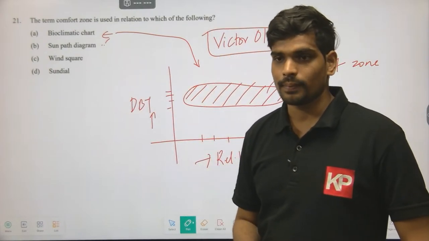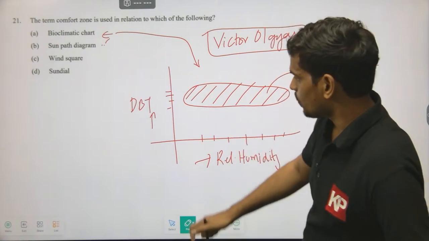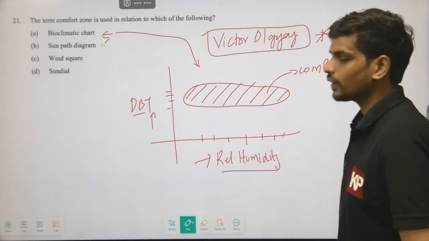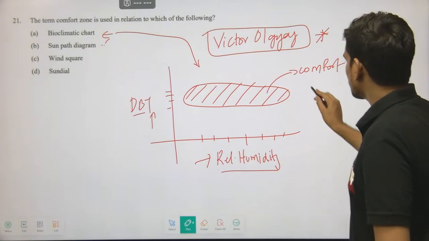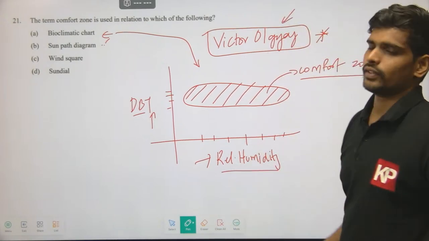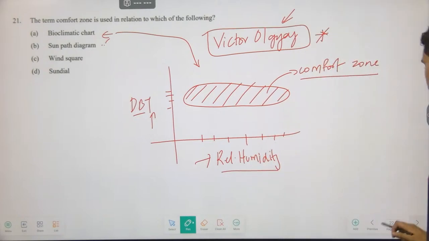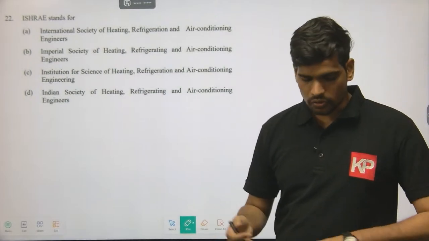This was asked in a competitive exam earlier. Bioclimatic chart is a plot between dash and dash. It's a plot between dry bulb temperature and relative humidity. What is it used for? It is used to analyze the comfort zone and the thermal comfort. Who gave it? Viktor Olgay. So you need to remember these basic things in each and every concept or in each and every question. This should be your approach to study.